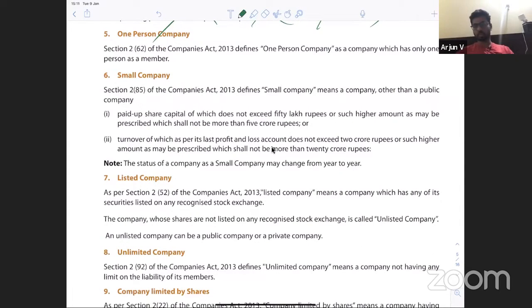The next one you need to understand is something called a one-person company. What is this one-person company? A one-person company.